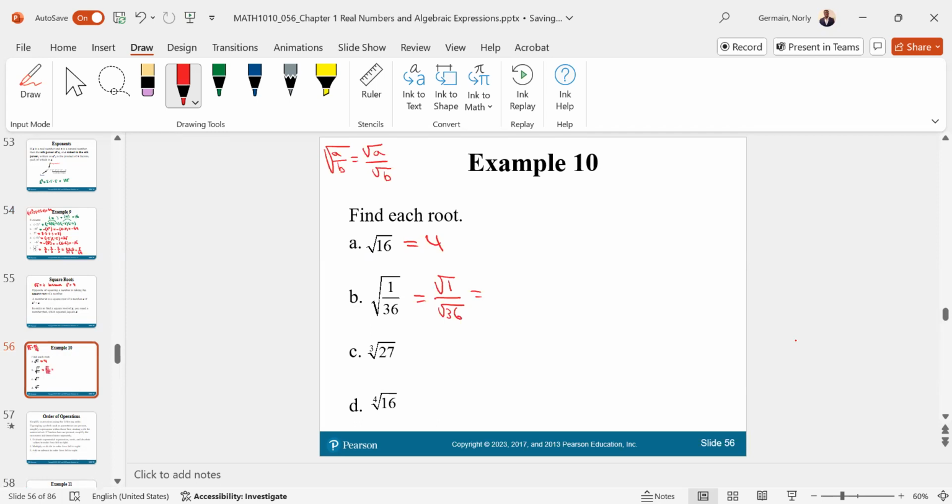Is 1. 1 power 1 is 1. But what do you raise to power 2 to obtain 36? It is 6. 6 power 2 is 6 times 6, which is 36.